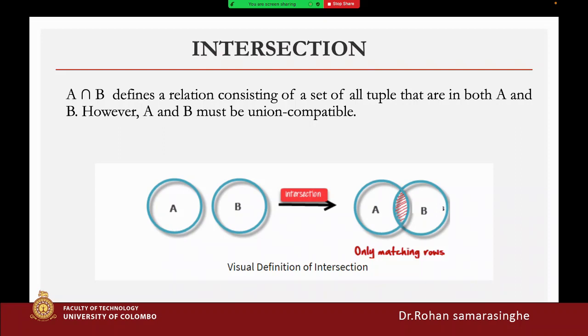Before getting the union, you can get the similar data in both tables. In such a case, you can get this union. From this operation, you can get the similar tuples in both tables, and this is the visual definition of this one. Intersection actually gets the common tuples in both these tables, but make sure that A and B are union compatible relations.